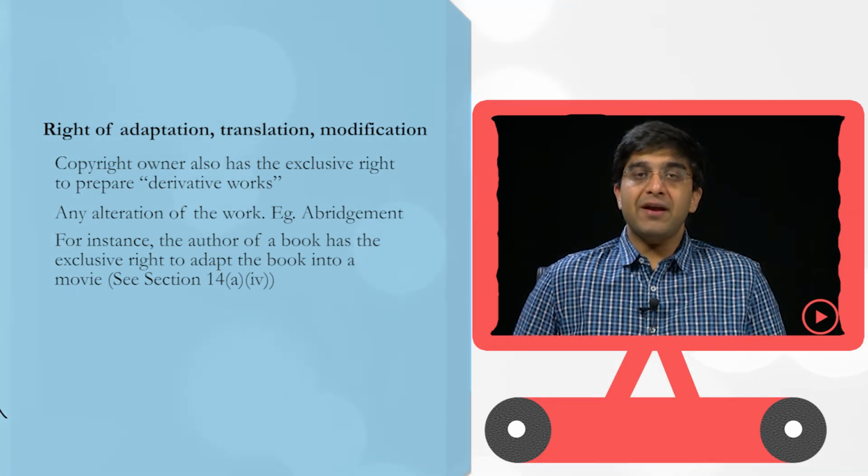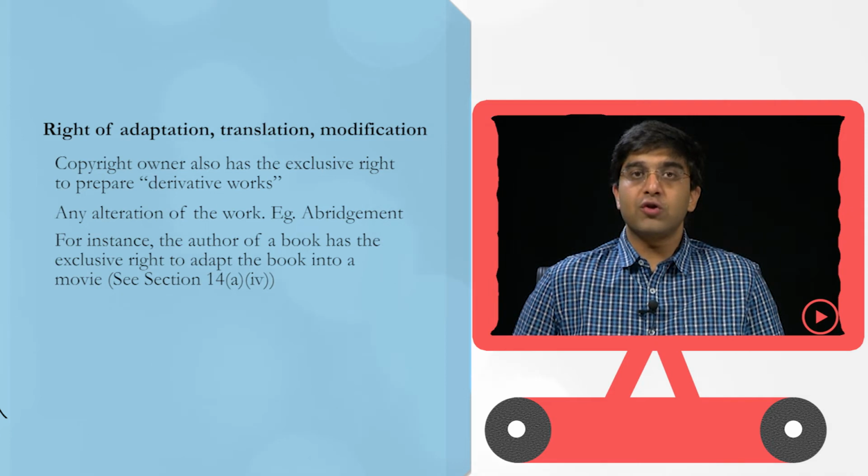You might be aware of the Harry Potter series of books. As you now know, most of these books have been converted into movies, and each time a person makes a movie out of these books, then in that case he has to go back to the author of the book, that is J.K. Rowling, and seek her permission to make a movie out of the book.